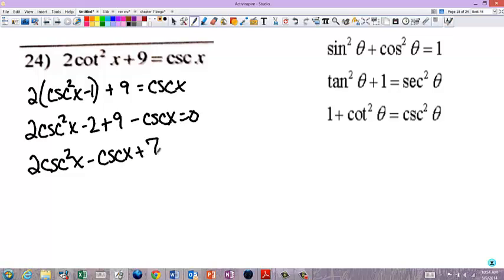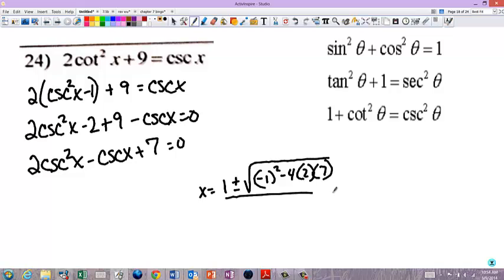Oh, curse you, quadratic formula. So if we do quadratic formula, x equals minus b plus or minus square root of b squared minus 4ac over 2 times a. That's my song I made up. Oh, you get an imaginary number right there. 4 times 2 times 7 is bigger, so it's the square root of a negative number over 4, therefore it's no solution.